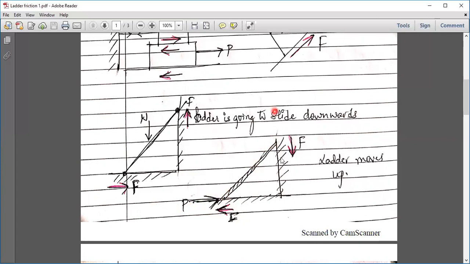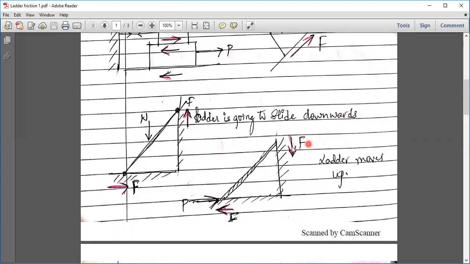This ladder will try to move in the opposite direction. So this junction moves up and this junction moves towards the right. When this junction is moving upwards, the friction developed is towards the bottom side. And when this junction is moving towards the right, friction developed is towards the left side. So this is the concept that we are going to use in friction numericals.